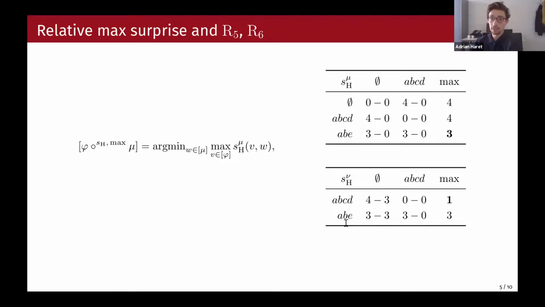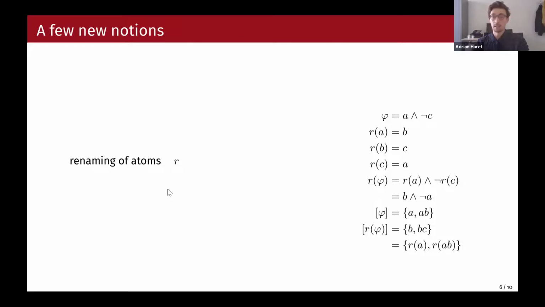And this is something that you don't see in standard revision operators, but you do see with this new type of operator. So the question now is, of course, if it doesn't satisfy these standard axioms, what axioms does this operator satisfy? And the paper then answers this question, and it answers it in a kind of interesting way, I believe. For this, we first have to look at a couple of new notions.